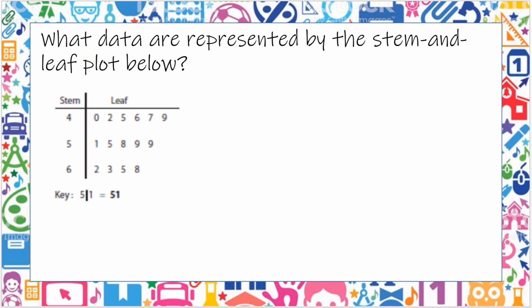So our first question is, what data are represented by the stem and leaf plot below? So we're going to look at this. When you have a stem and leaf, the stem is the tens place. So this 4 is actually 40, and this 0 is the ones place.